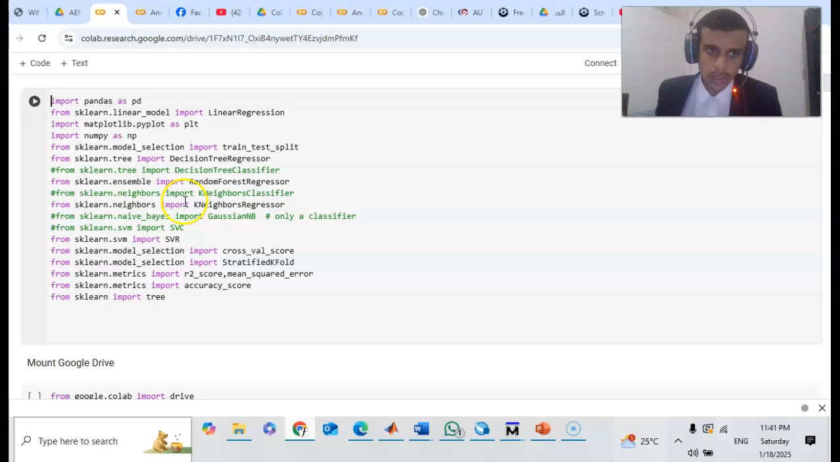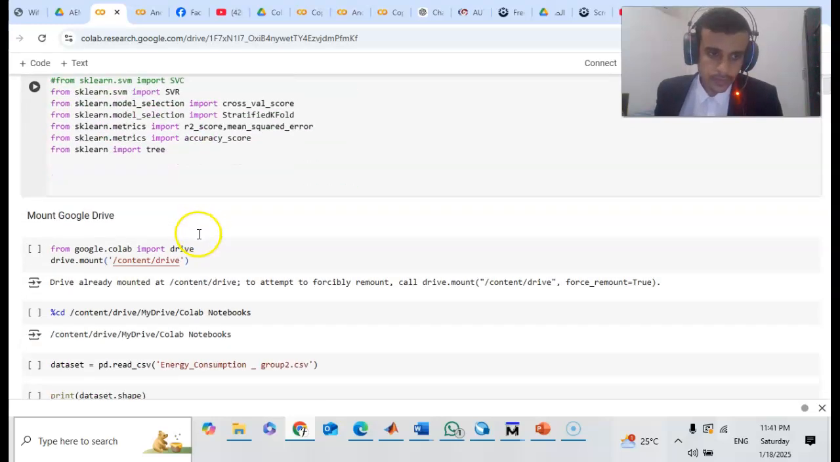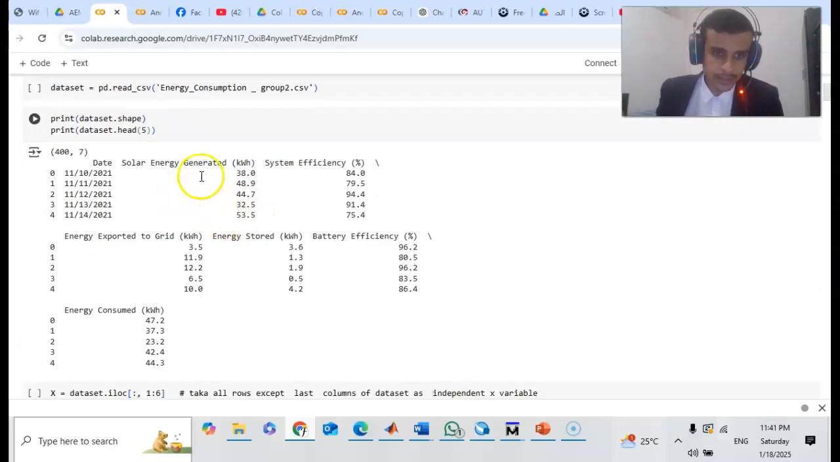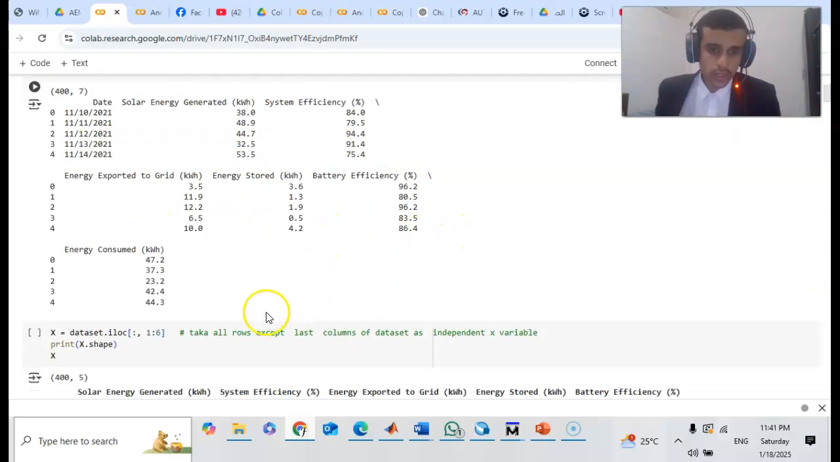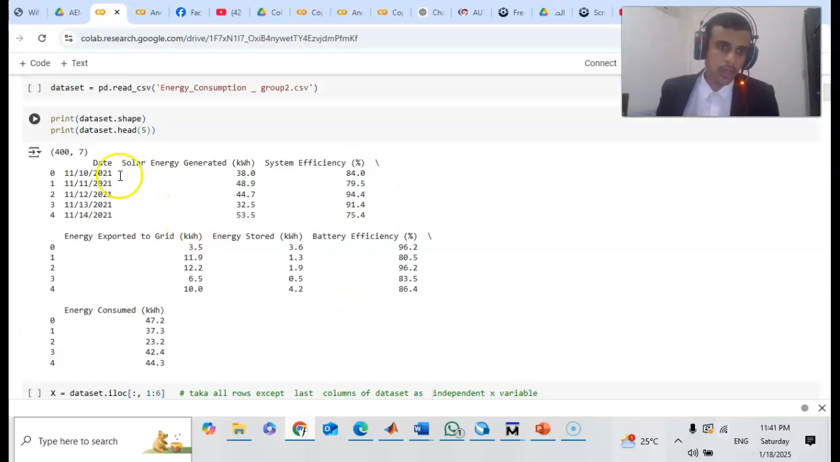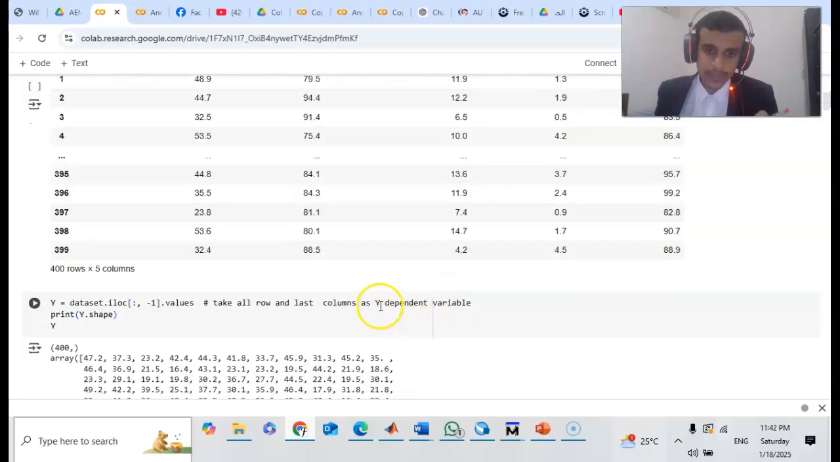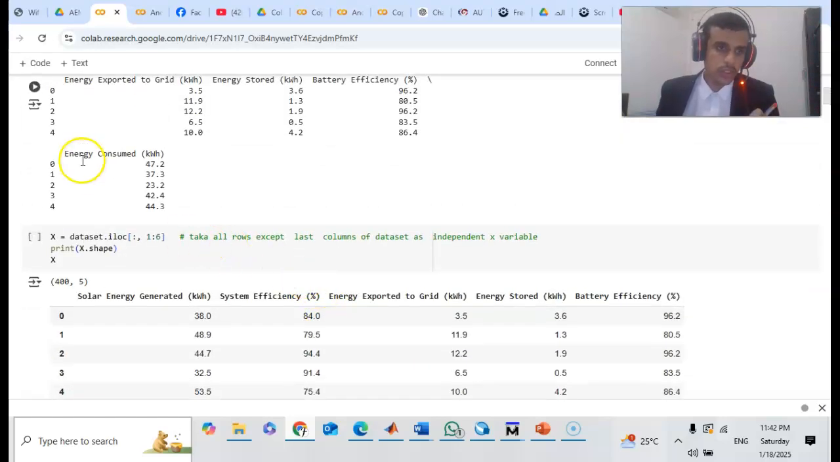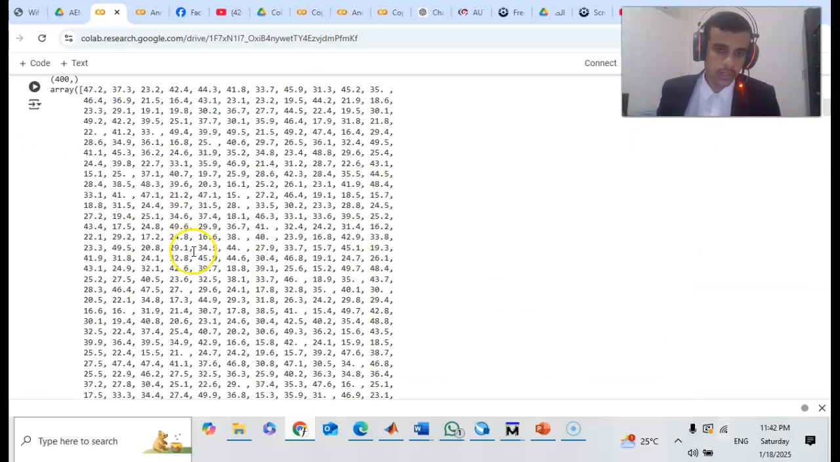So here, going to the machine learning multivariate, as you can see, this is the data that we use in our project. In the independent X variables, we have solar energy generated, system efficiency, energy export to the grid, energy stored, and battery efficiency. For the dependent Y variable, we have energy consumption.